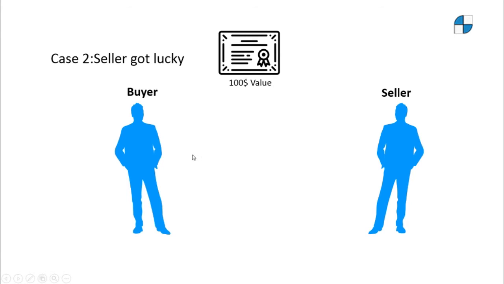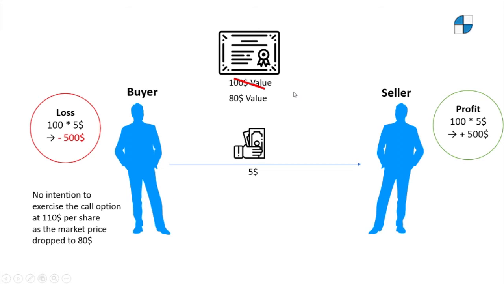For the next case, we'll see when the seller got lucky, when he received the option premium from the buyer. The stock eventually fell, and in this case the stock price fell to $80, a drop of $10 per share. So the buyer has no intention to exercise the call option at $110. He can instead buy the stock at the market price of $80 per share, and he will give up the call option.